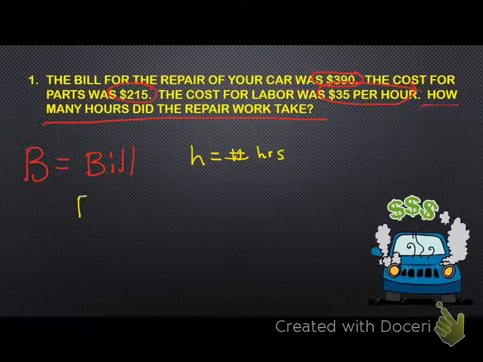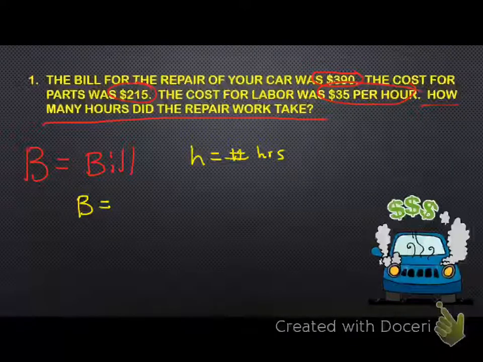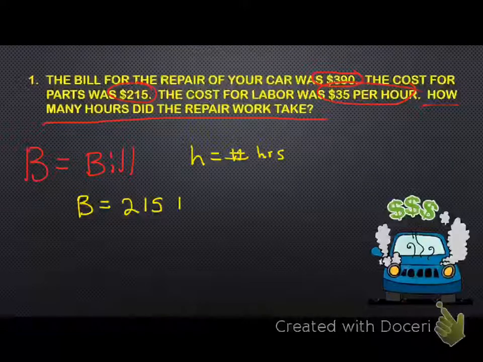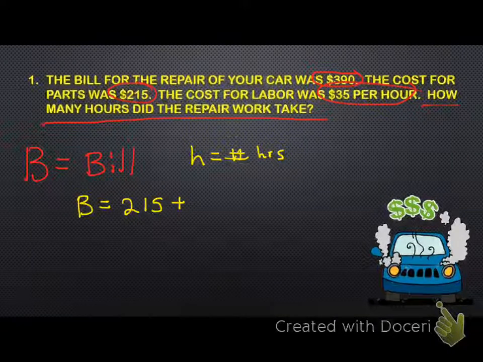B is what? Bryce? It would be 390 minus 250. Okay, no. You're working the problem. Be careful. I'm going to put in 390 for the bill. So how do you figure the bill? Parts was how much? 215 plus. So just 1 hour? They're going to charge us $1 per hour. H times 5. You already know there's 5 hours? No, you don't know. This is what we don't know.